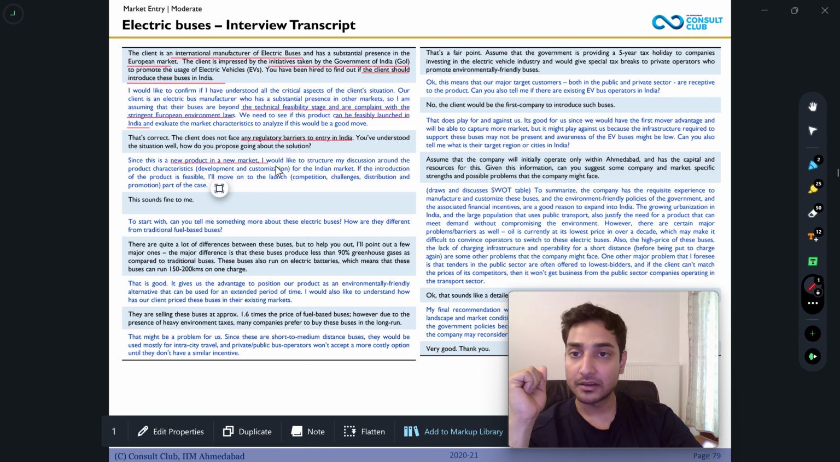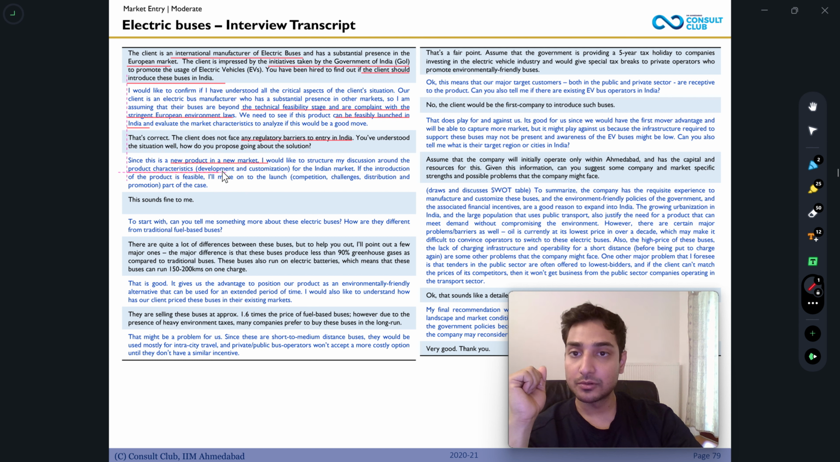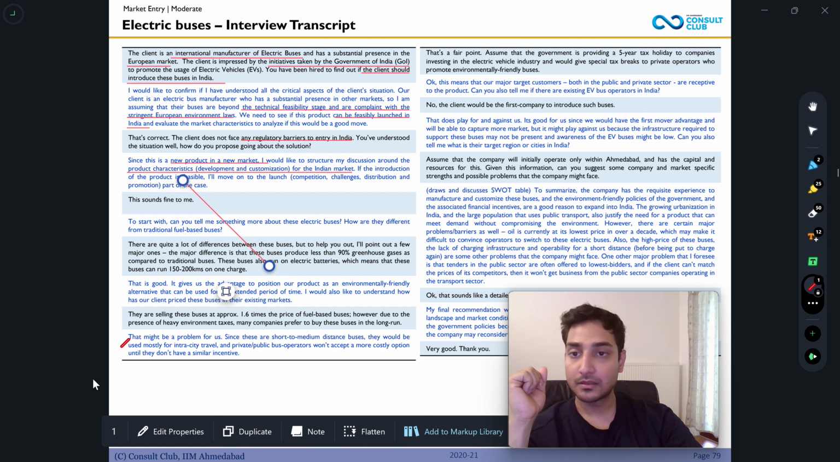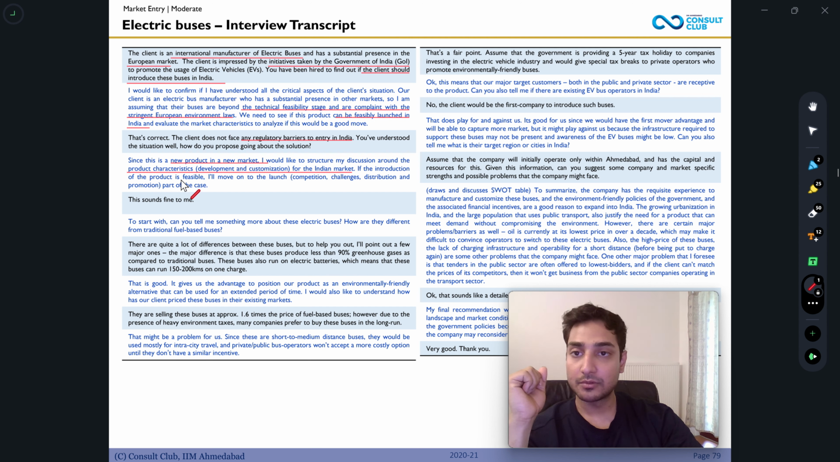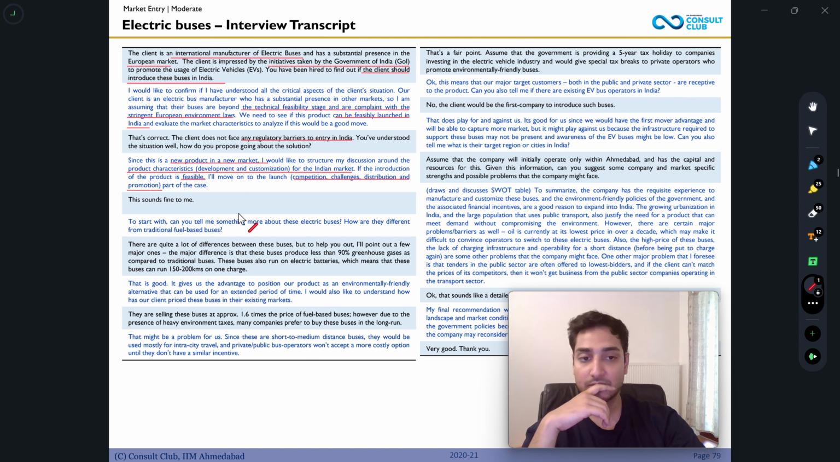So since it's a new product in a new market, we'll move into product characteristics for the Indian market, and then we'll move into the feasibility aspects of the launch, which are the standard competition challenges, distribution and promotion value chain. That sounds fine to me. To start with, you can tell me something more about these electric buses. How are they different from the traditional fuel-based buses?